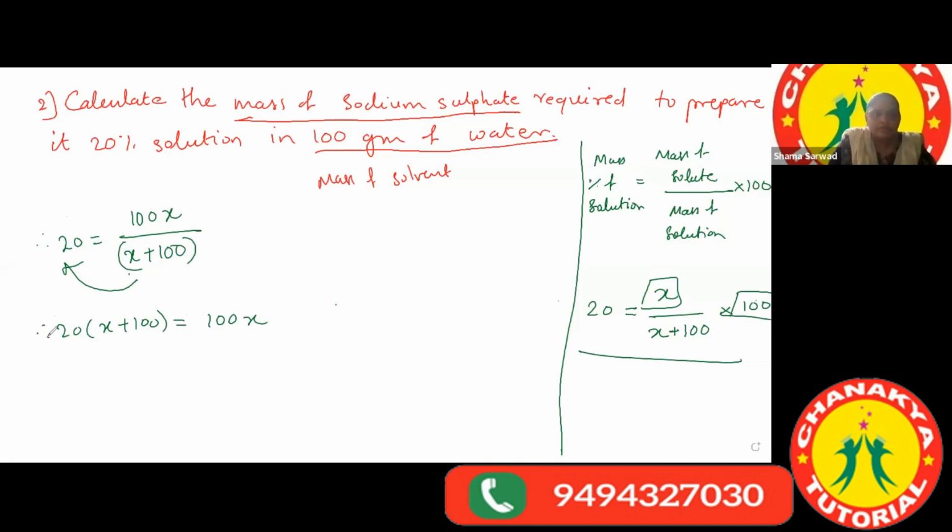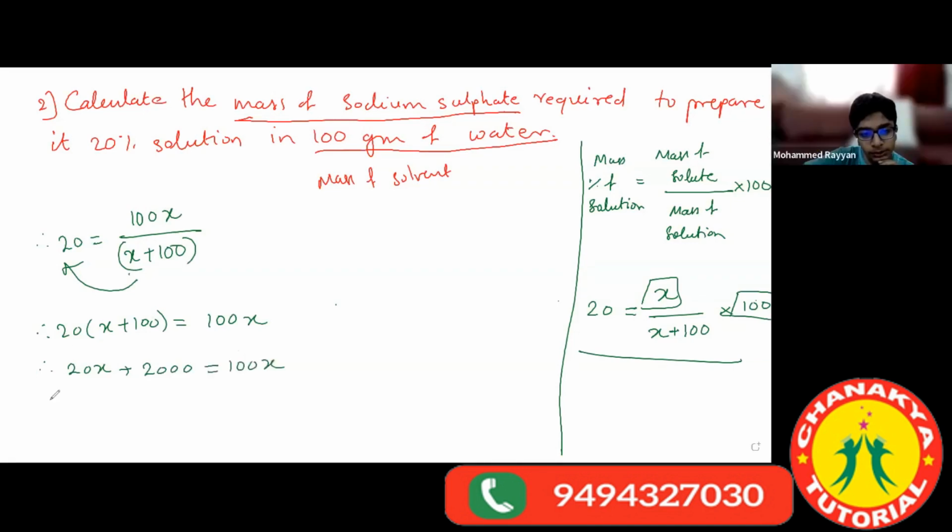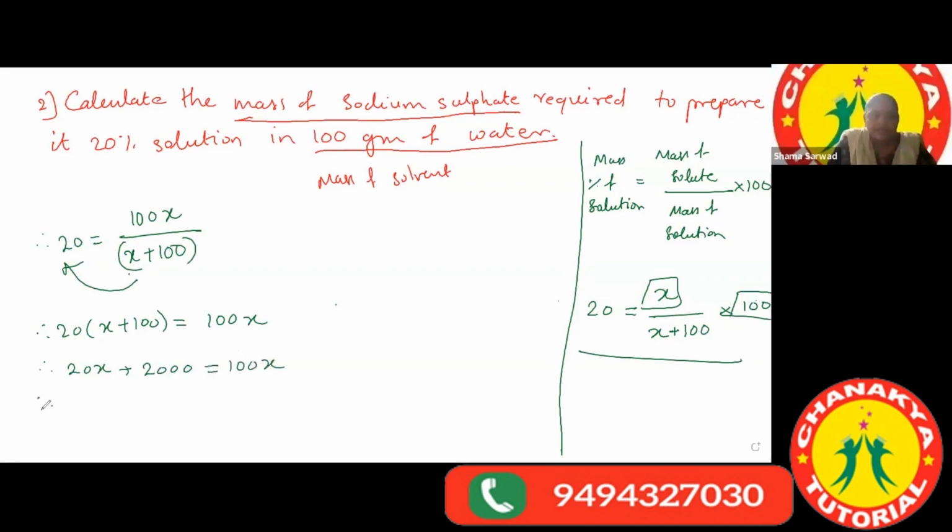Yes or no? So 20 into x, that is 20x, plus 100 into, so 20 into 100, that is equal to 2000. Correct? Is equal to 100x. Now x terms we are going to take at same side. 2000 I will keep it here as it is. This 100x as it is. This 20x has been shifted from the left side to the right side. So it becomes minus 20x. Correct?